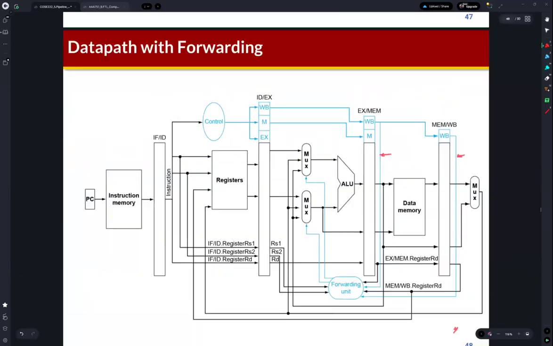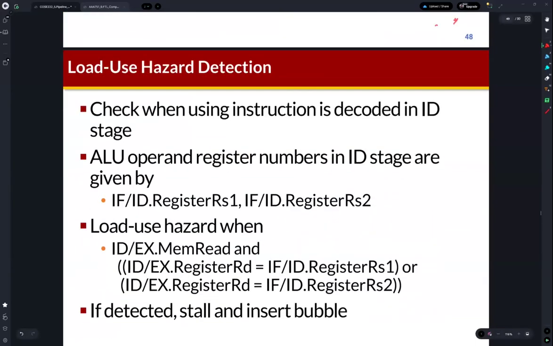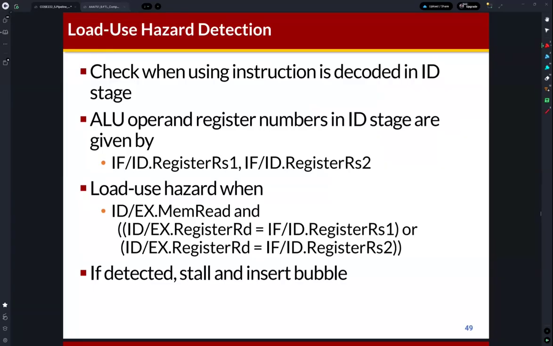If the former instruction is an R-type instruction, then clock cycles are not wasted, because we can handle this using the data forwarding path, right? But if the former instruction is a load instruction, then we cannot avoid it. Just like this: load word x1. Load word updates data to x1, then the following add instruction uses x1, right?